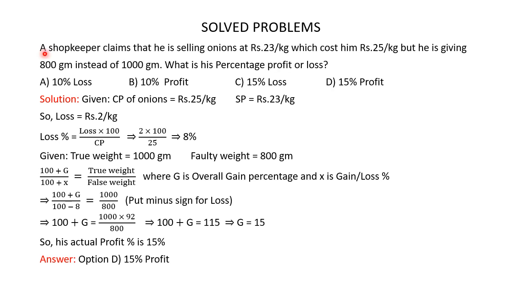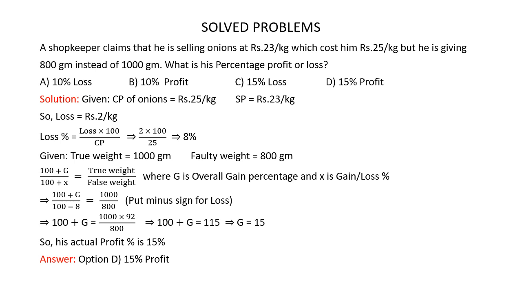A shopkeeper claims that he is selling onions at rupees 23 per kg, which cost him rupees 25 per kg. But he is giving 800 grams instead of 1000 grams. What is his percentage profit or loss? Here you are given four options and you have to find out which of these options is the correct one.